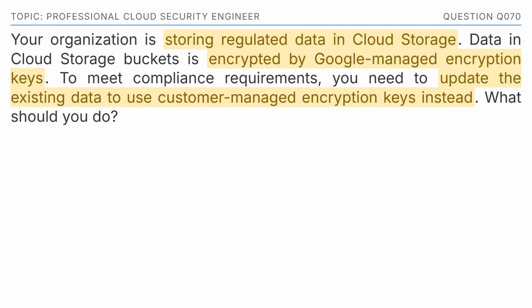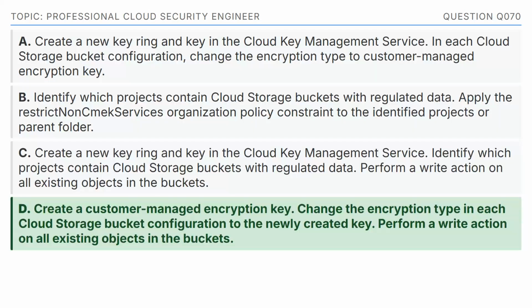To arrive at the correct answer, we focus on the keywords: storing regulated data in cloud storage, encrypted by Google-managed encryption keys, update the existing data to use customer-managed encryption keys instead. The correct answer is option D, create a customer-managed encryption key. Change the encryption type in each cloud storage bucket configuration to the newly created key. Perform a write action on all existing objects in the buckets.